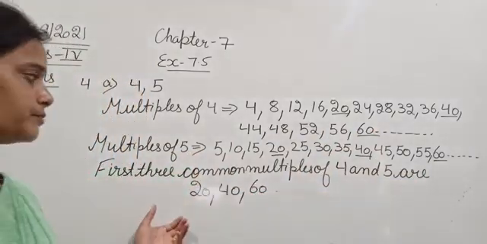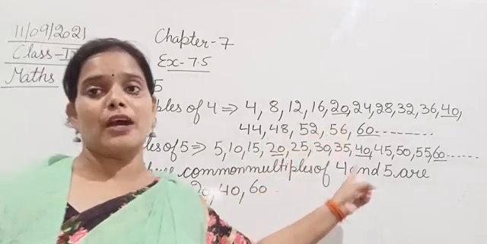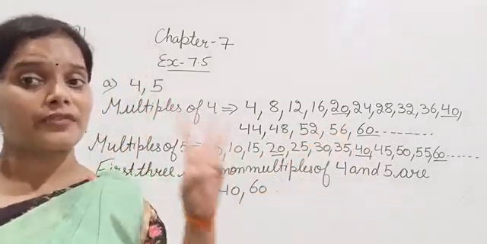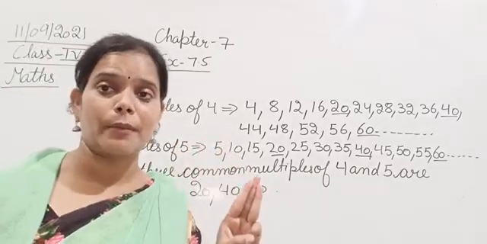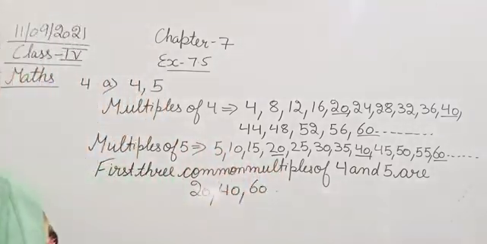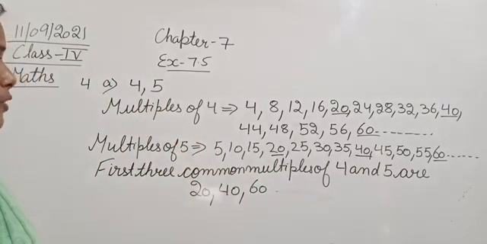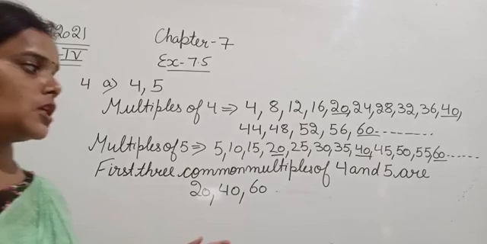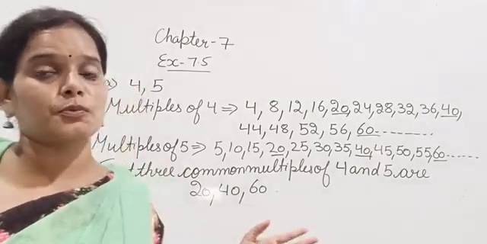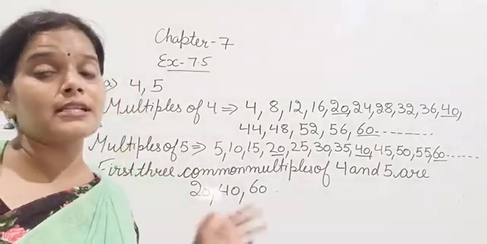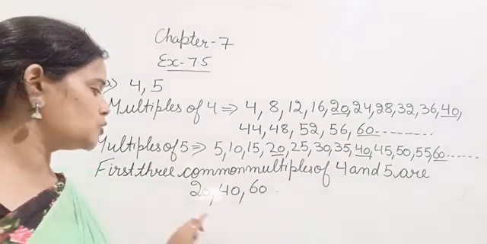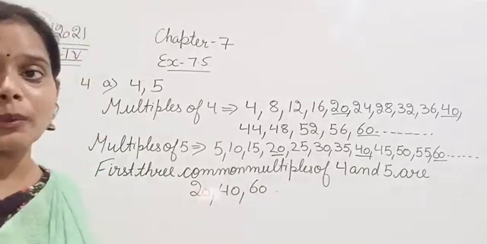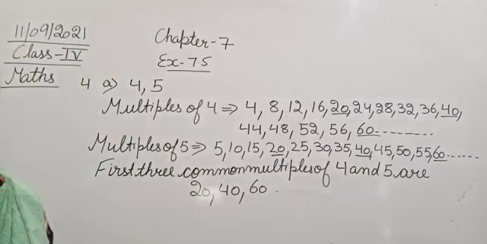Then we have listed down the first 3 common multiples. So this is how you are going to find the common multiples of numbers. Suppose the question is to find the common multiples and the least common multiple. If they have asked about the least common multiple, you will write 20. 20 is the least common multiple.